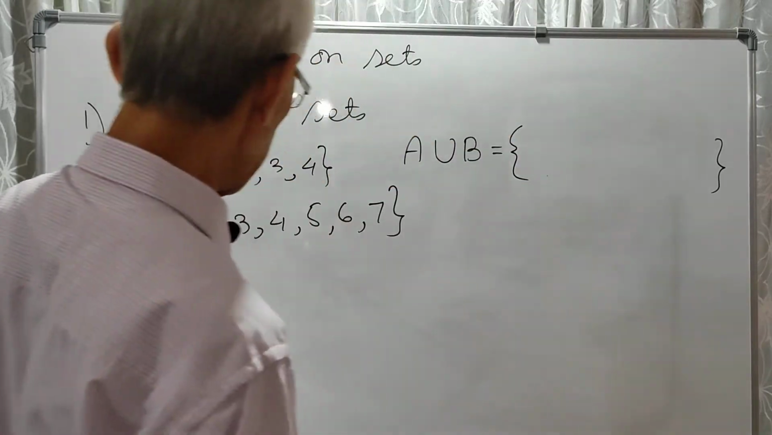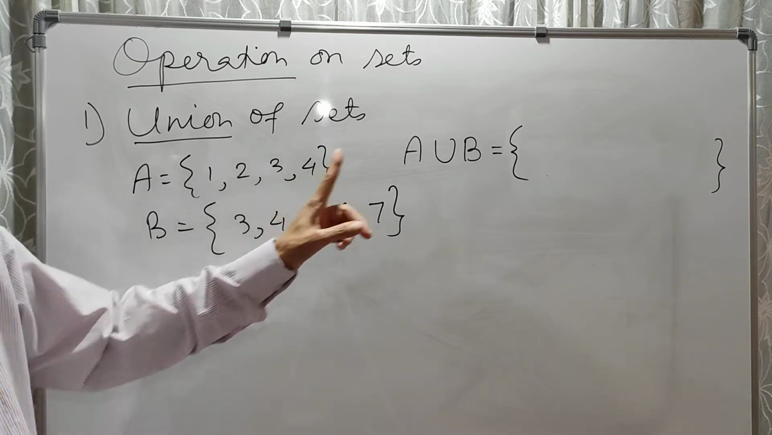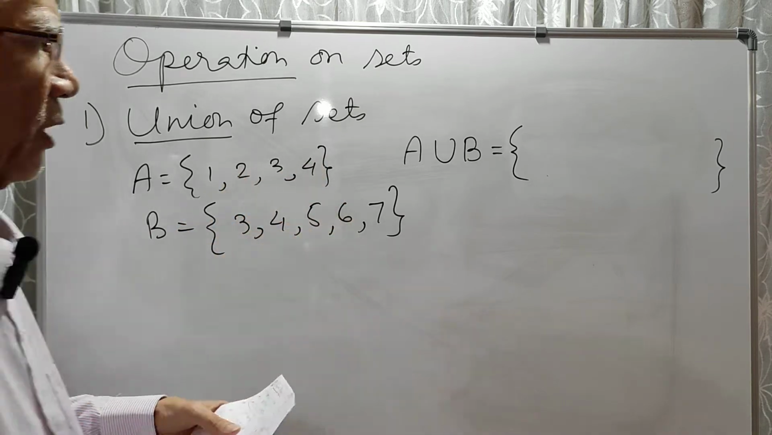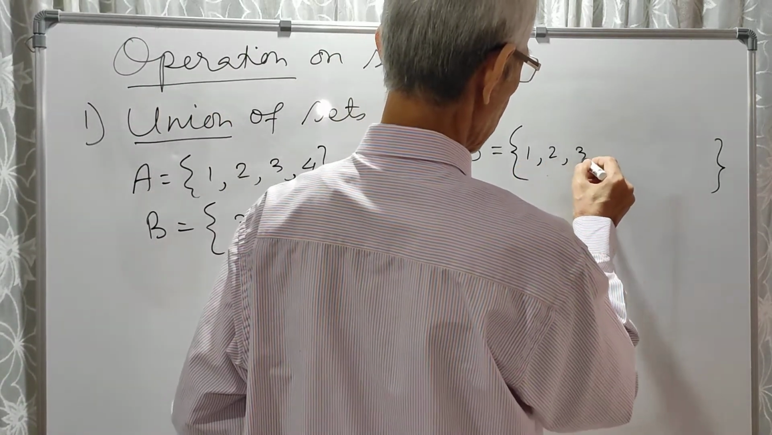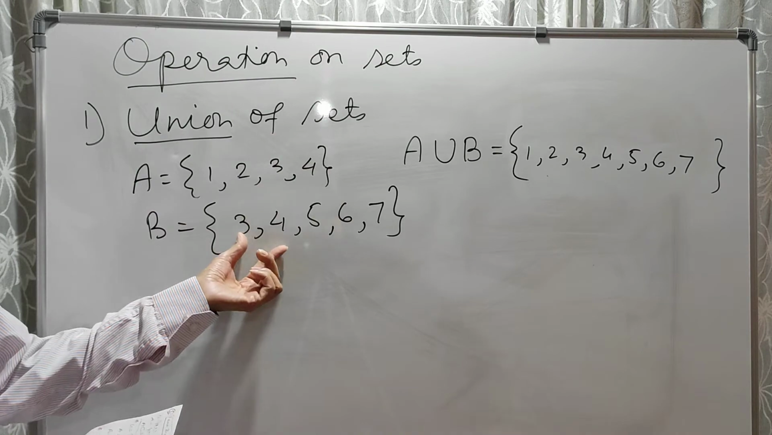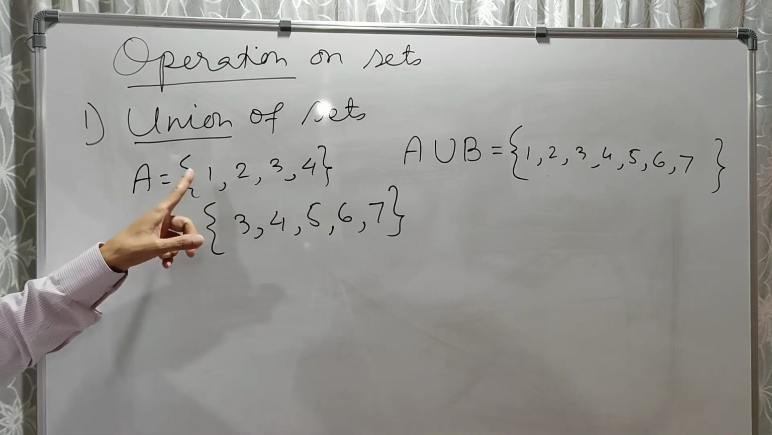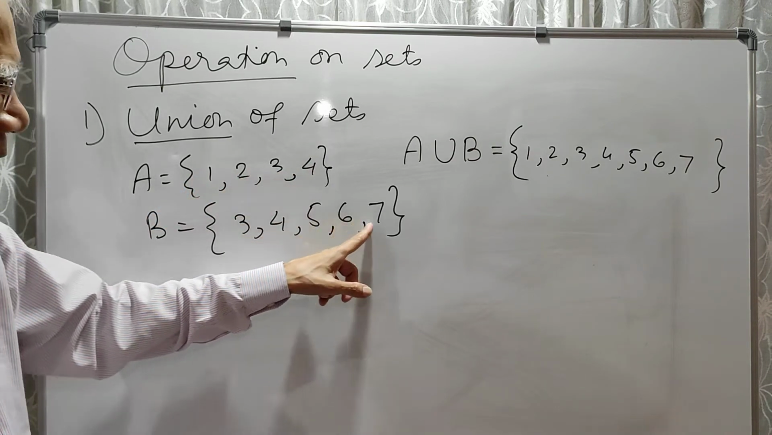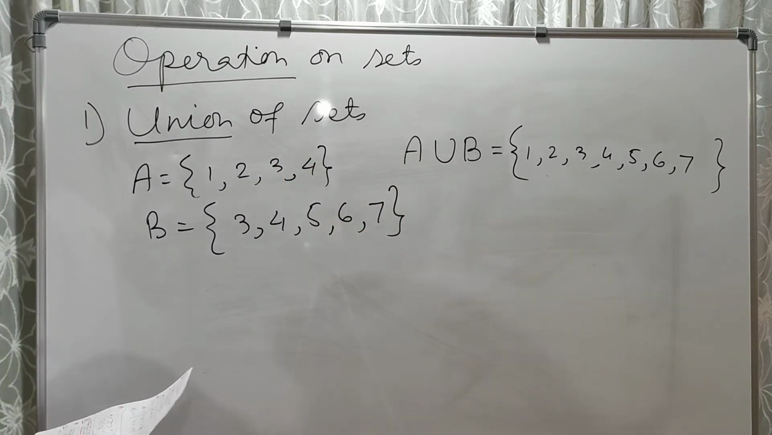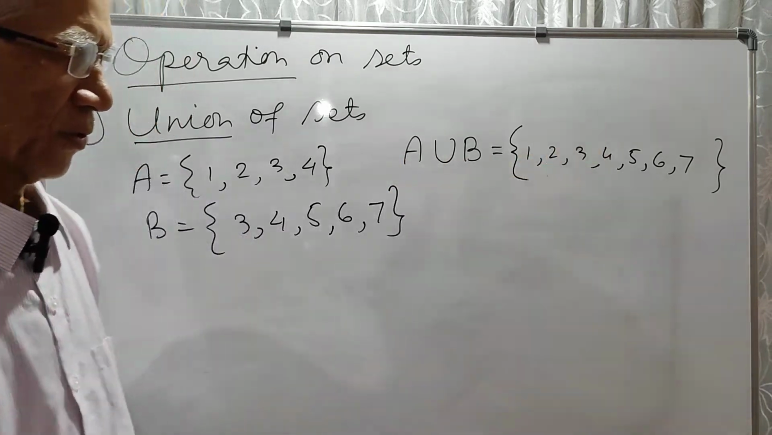Now the set A union B will be these elements and these elements together but without repetition, because when you write elements in a set you are not supposed to repeat. So 1, 2, 3, 4, 5, 6 and 7. Now 3 and 4 are present in both, but we will write 3 and 4 only once. So how many elements will be there? 7 elements, because 3 and 4 present in both will not be repeated. So these two are intersecting sets, and their union will contain these elements.